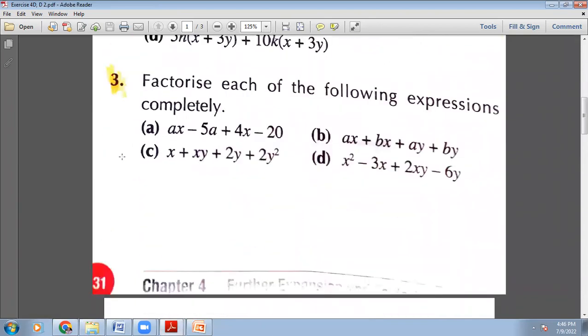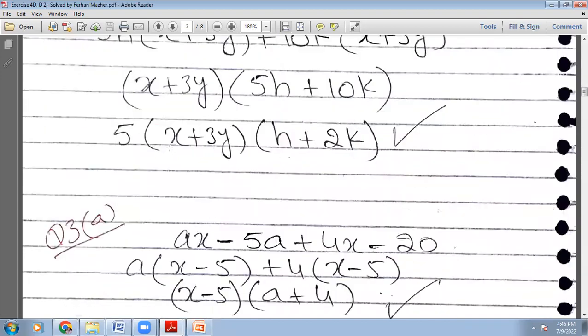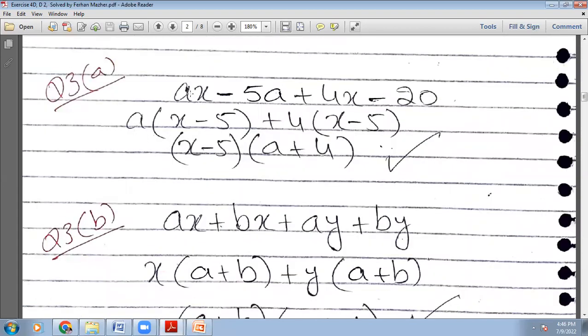So now we are going to the question number 3. He says factorize each of the following expressions completely. These expressions have 4 terms and we want to factorize them. Ax minus 5a plus 4x minus 20. So first of all, I will check what is the common between the first 2 terms. Here a is common, from here 4 is common. Here I take a common, you are left with x minus 5 in the bracket.